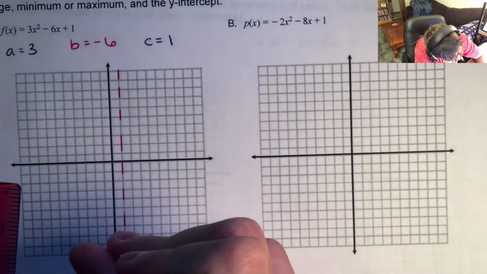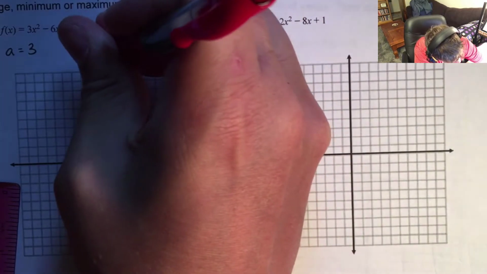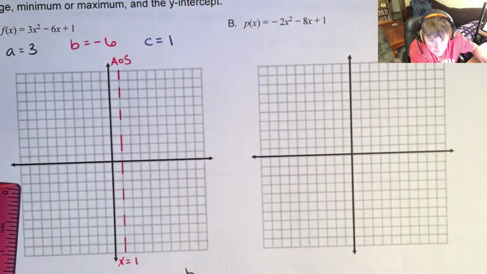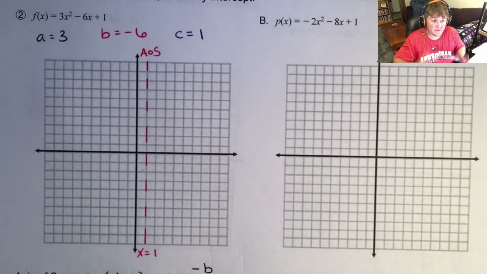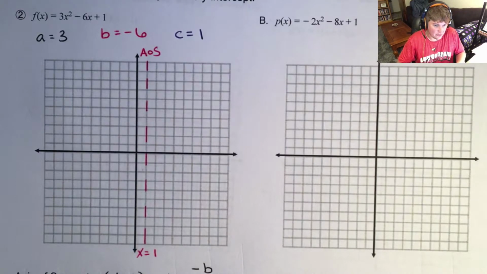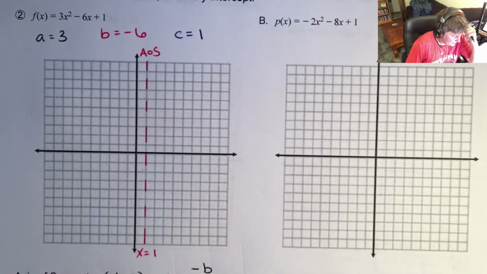Okay, this is the x is equal to 1 line, and that is my axis of symmetry. That's the first place to start every single time. You shouldn't have to do anything else. This is the place to start, okay? So I find my axis of symmetry here.